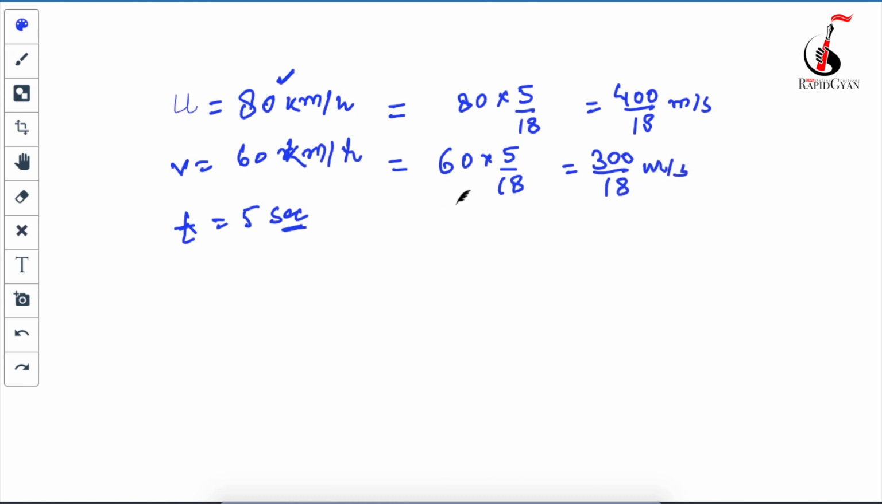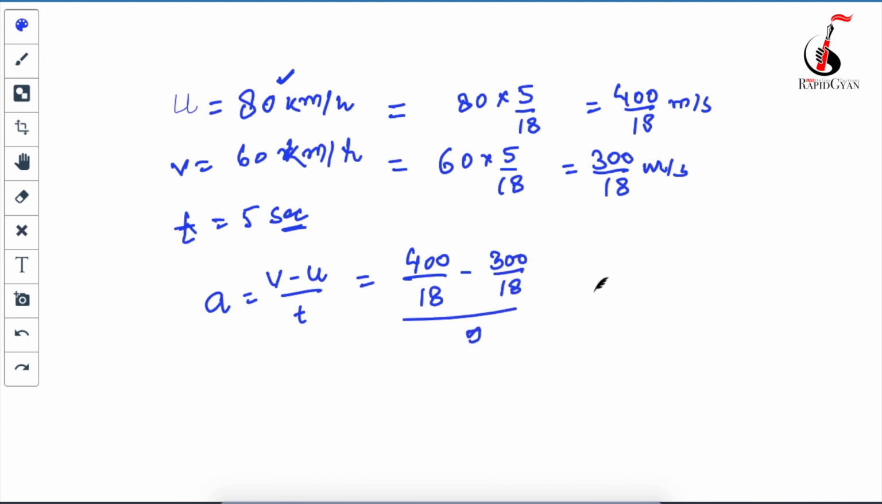And time is given. So what is the formula for acceleration? Acceleration is equal to v minus u upon t, correct? So this is your 400 upon 18 minus 300 upon 18 divided by your time, which is 5. So let's solve this.